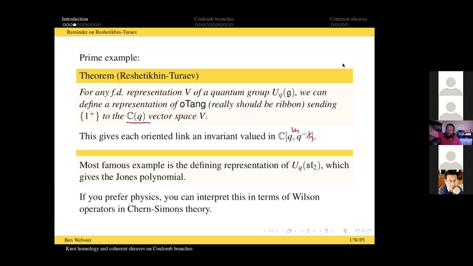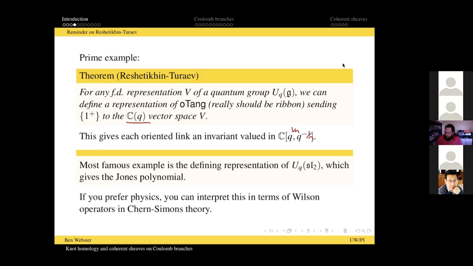this representation of my category. I think of a link as a morphism from the empty set to the empty set. That gives me a morphism under the representation. That gives me a scalar, and that scalar is my polynomial. And it's because of some extra structure that it's not a rational function. It's actually a Laurent polynomial.